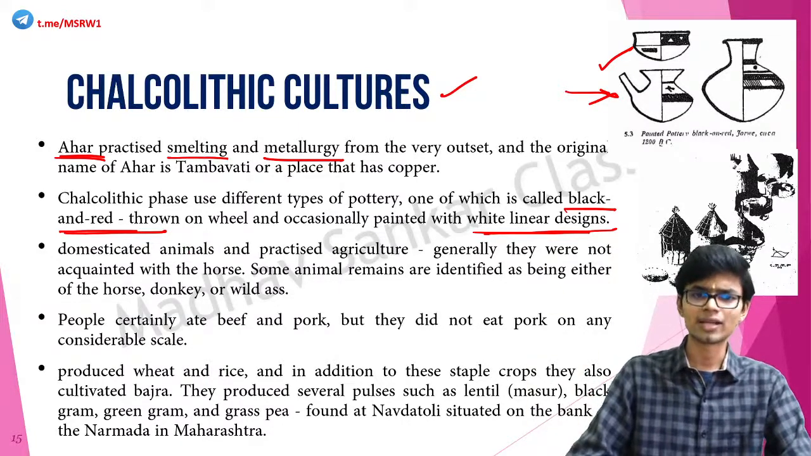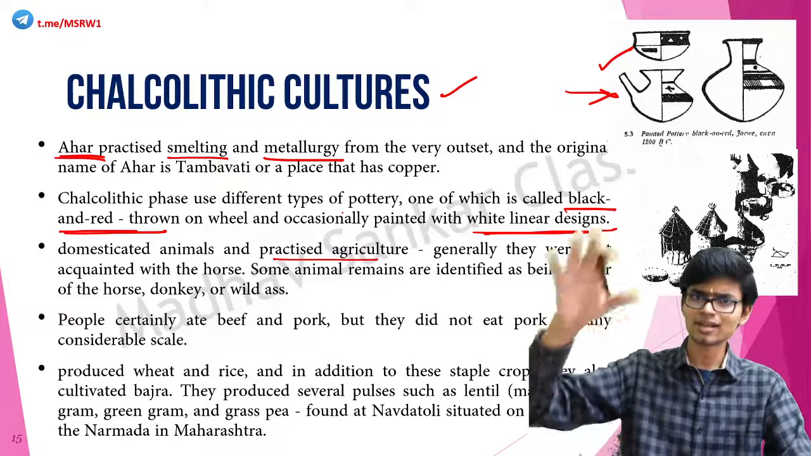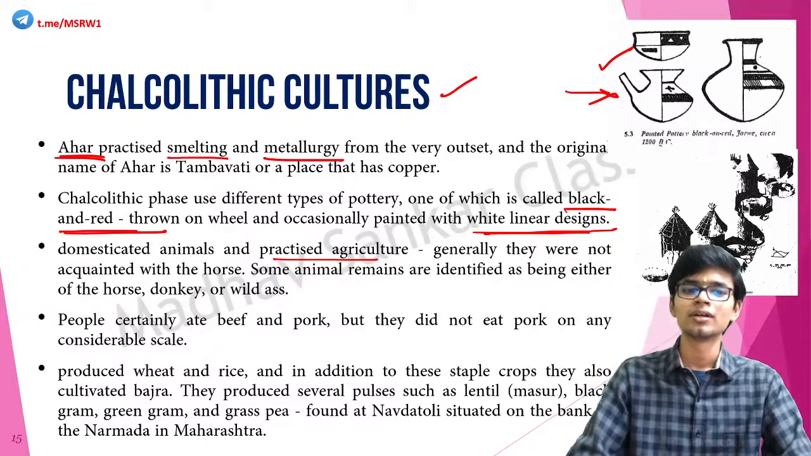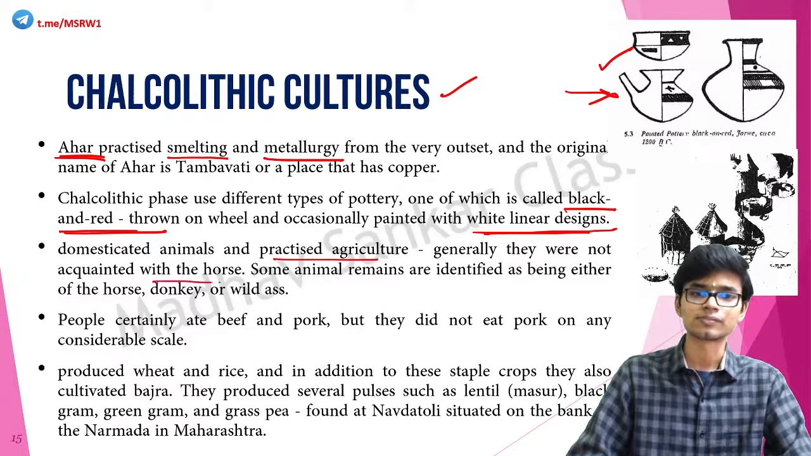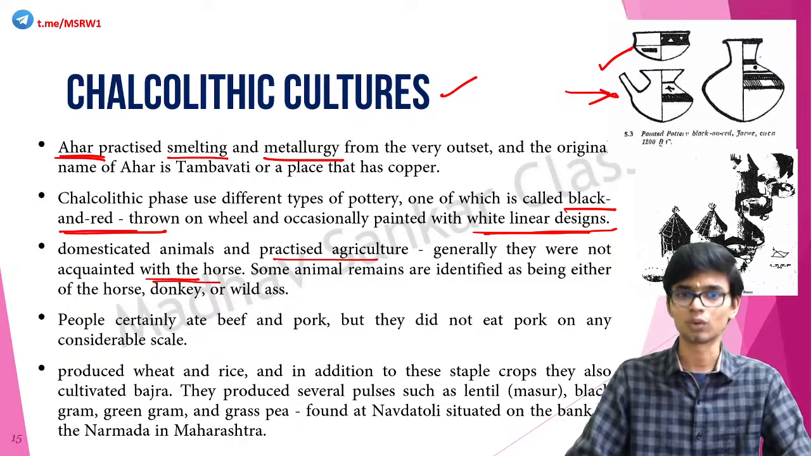Obviously, evidence of domesticated animals was found. The evidence of agriculture is also found. I mean, that started way before the Chalcolithic period. So all these things continued and evolved. But generally, they were not acquainted with hoes. Okay, very important here. Generally, they were not acquainted with hoes.